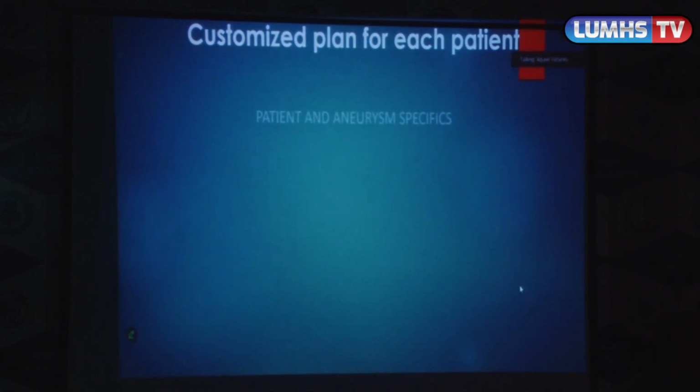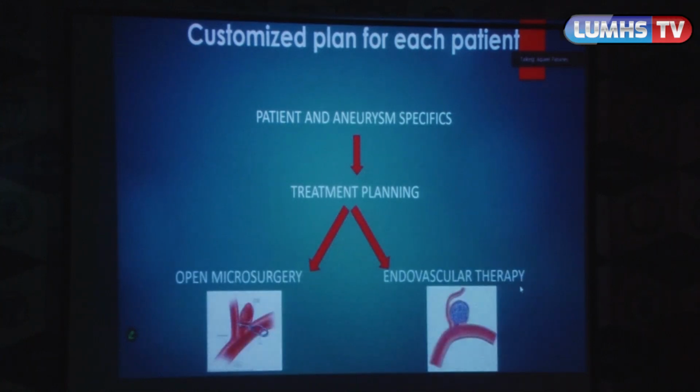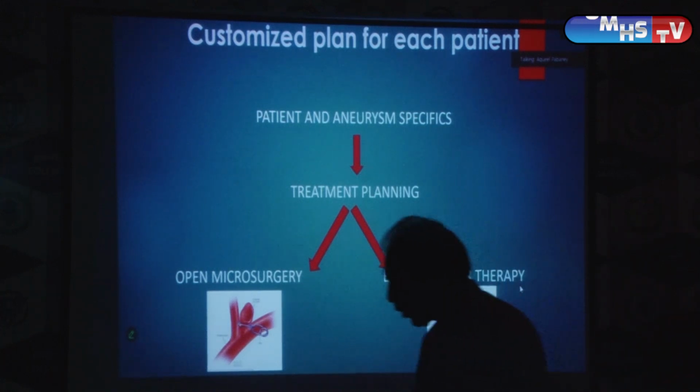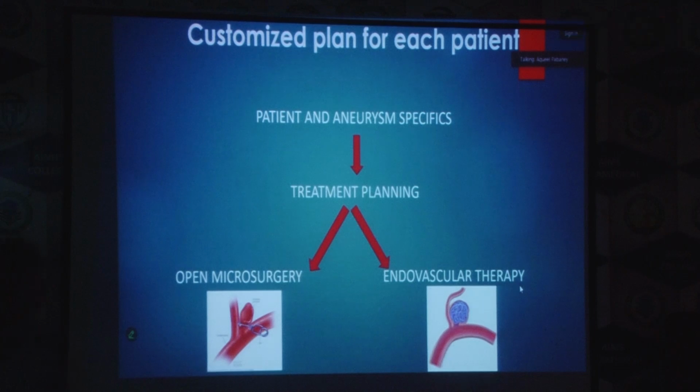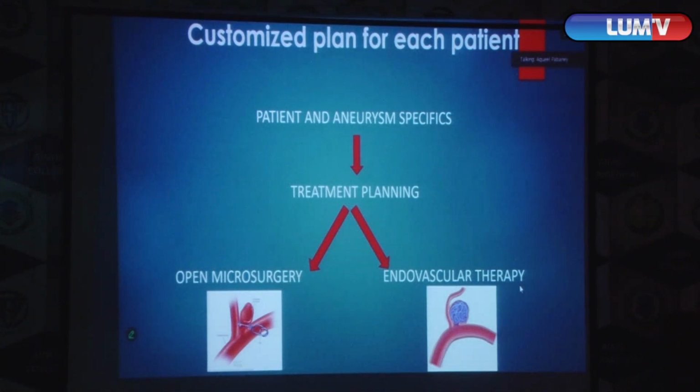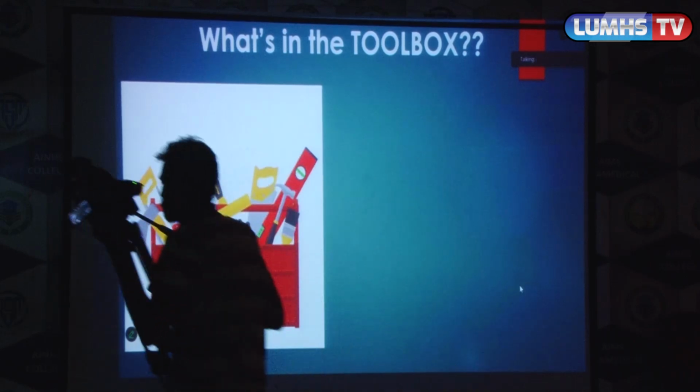So essentially, the treatment plan for each patient needs to be customized. You have to take the patient and the aneurysm specifics into consideration, and that will help you in treatment planning. And as you all know, once you look at all the specifics, the two options are either open microsurgery or endovascular therapy. In this presentation, obviously, we're not going to talk about open microsurgery, but we'll focus all our attention towards endovascular treatment of aneurysms.